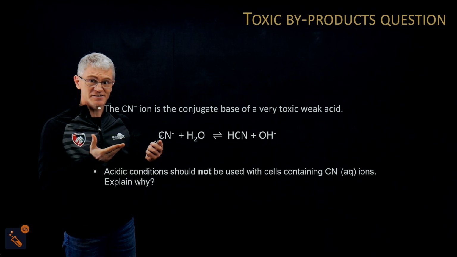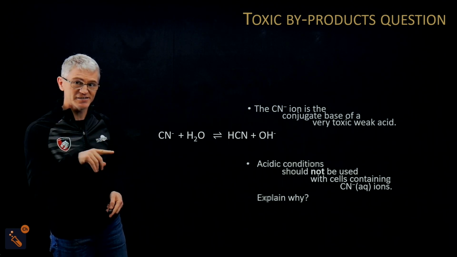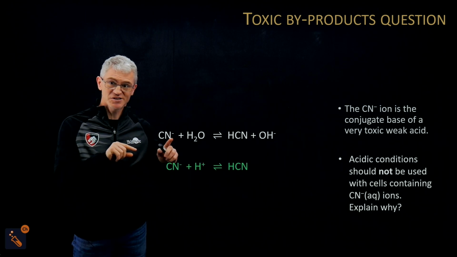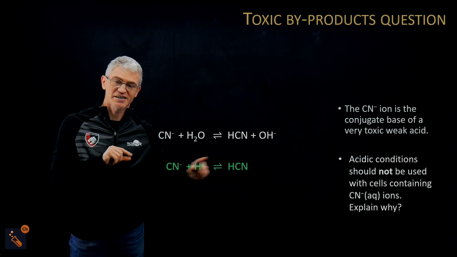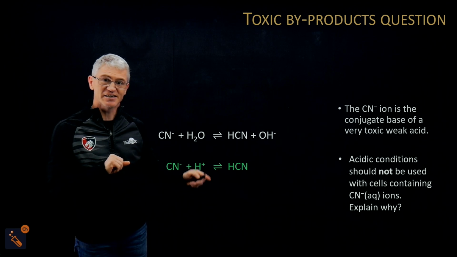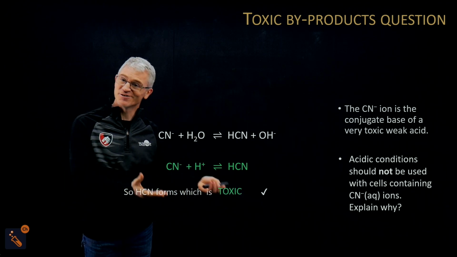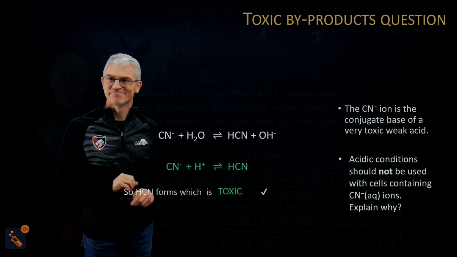Now, it makes sense that this would create HCN. Okay, and we'll show you that in a second. So basically, what you've got is the CN- ion, which is there, and if you add acid to it, acid is H+, you would make HCN. And if you make HCN, HCN is toxic. And because it's toxic, it's not a good idea to have acid with CN-.